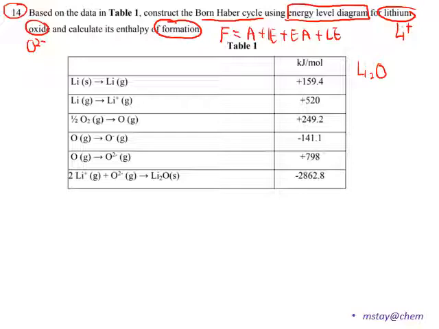This is lithium from the solid to the gaseous atom, so we can consider this the enthalpy of atomization. Gaseous atom removes one mole of electron and produces a gaseous ion, so this is ionization energy. Gaseous atom from its element, so this is atomization. Oxygen gas gains one mole of electron to become O negative, which is electron affinity.